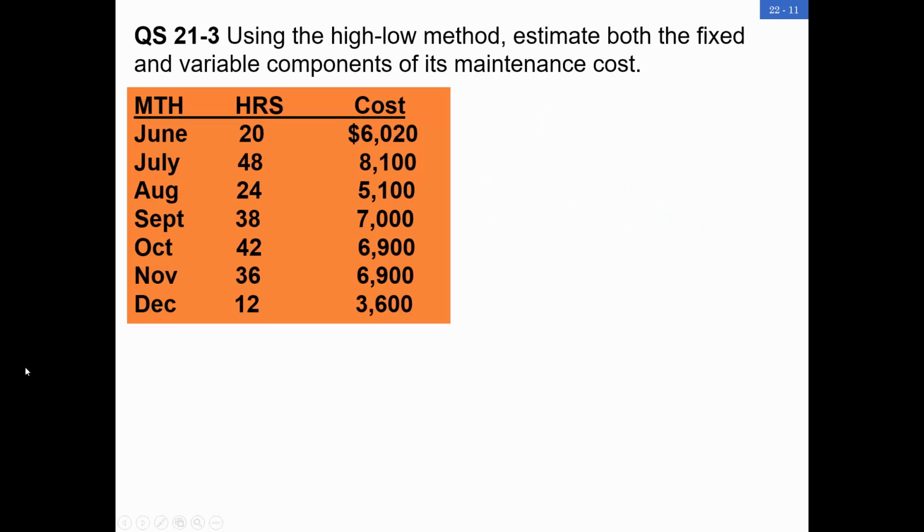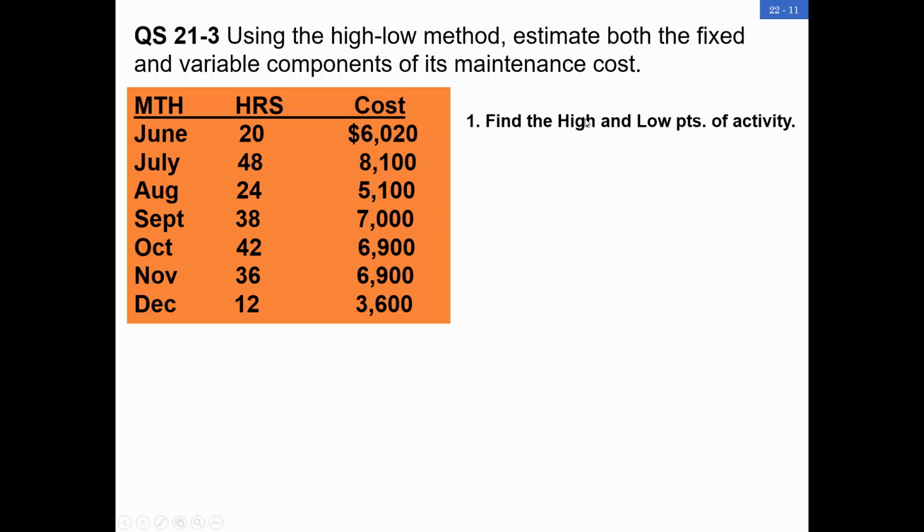So this is all about estimating cost behavior using the high-low method. Here we have a problem where we're using the high-low method to estimate both the fixed and the variable components of a maintenance cost. We have months, hours of maintenance and dollars of maintenance, and these maintenance costs are all mixed. That is, they have a piece that's variable and a piece that is fixed, and we're going to separate that out using the high-low method. There are basically 4 steps involved, so let's take a look at them.